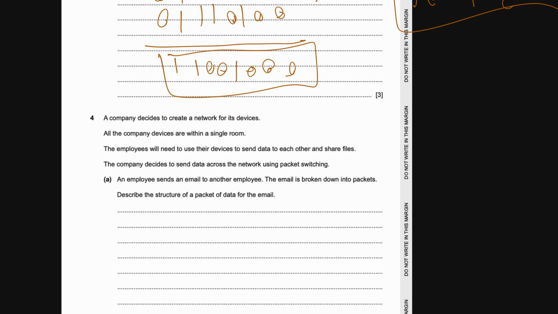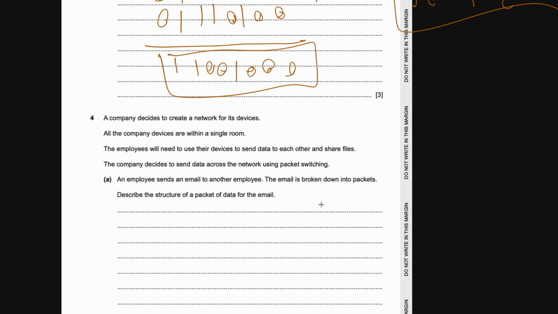All the company devices are within a single room. The employee will need to use their devices to send data to each other and share files. The company decides to send data across the network using packet switching. An employee sends an email to another employee. The email is broken down into packets. Describe the structure of a packet of data for the email.